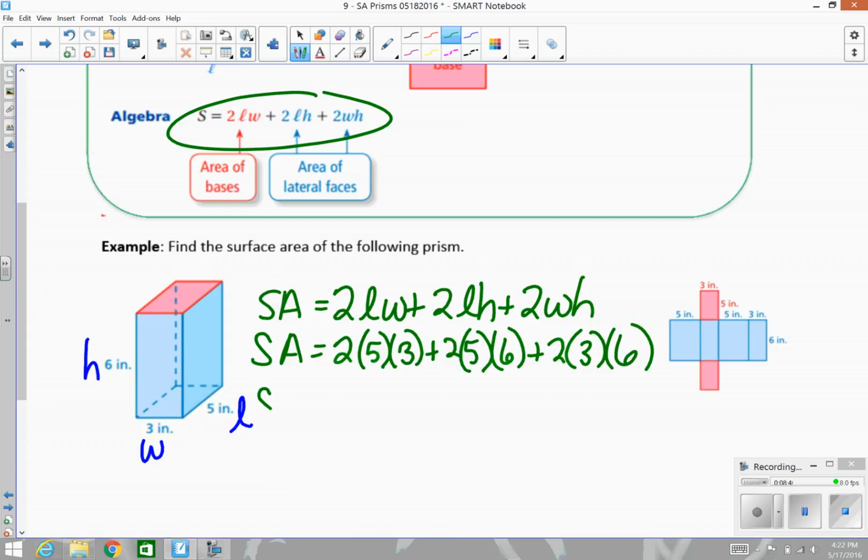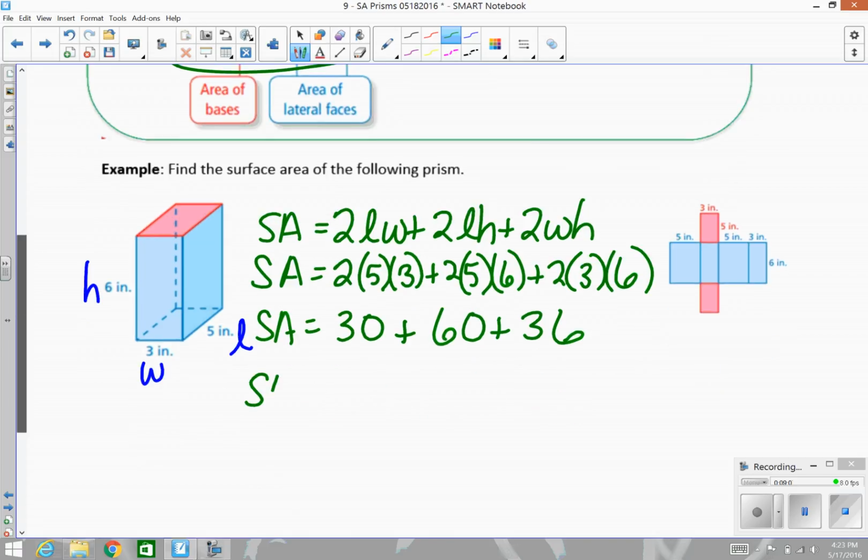PEMDAS says to multiply first, so we will do that. 2 times 5 is 10, times 3 is 30. 2 times 5 is 10, times 6 is 60, plus 2 times 3 is 6, 6 times 6 is 36. Last step, add them up. 30 plus 60 plus 36 should give you 126 inches squared. When you're set with that, flip the page.